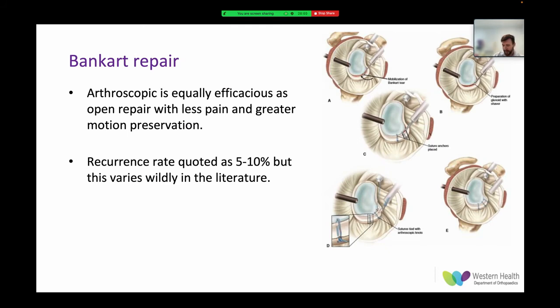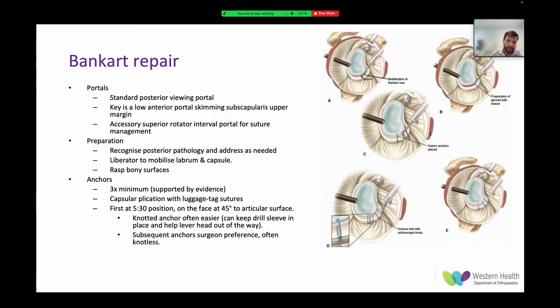So, Bankart repair: I'm not going to spend too much time on the operative nitty-gritty details. There are a lot of operative techniques, but the key take-home message is that arthroscopic management is equally efficacious as open repair, with less pain and greater motion preservation. The recurrence rate varies wildly in the literature, but typically with modern techniques, we'd be quoting 5 to 10% as a recurrence rate for a Bankart repair dislocation.